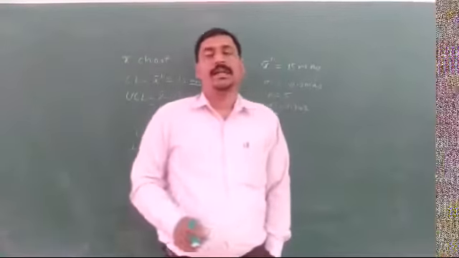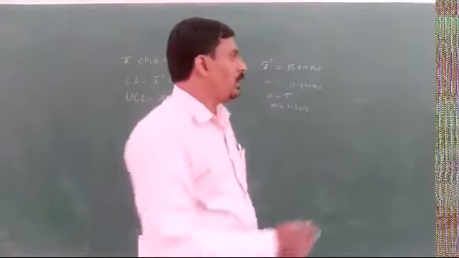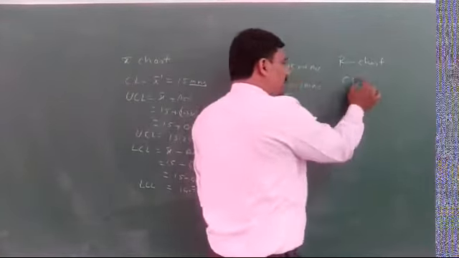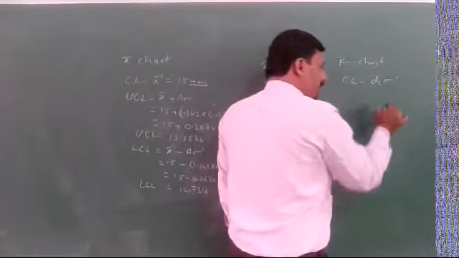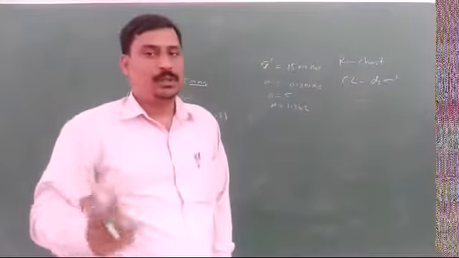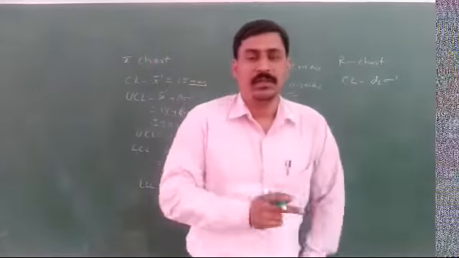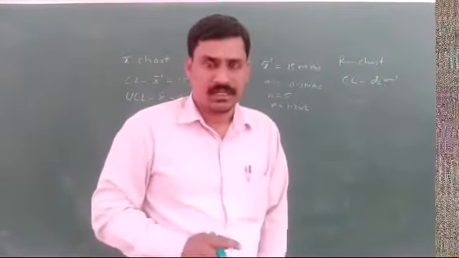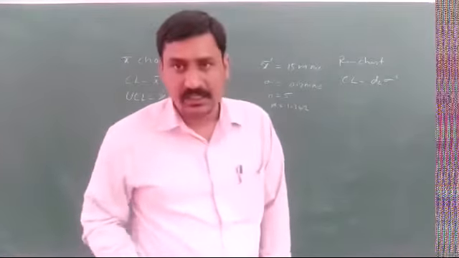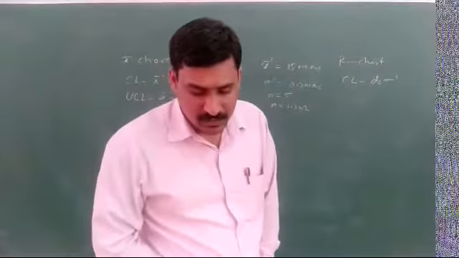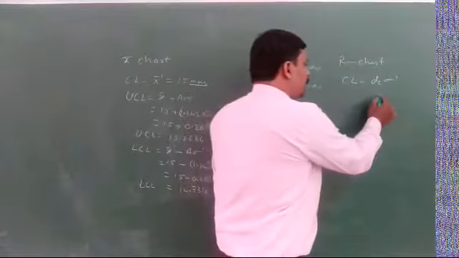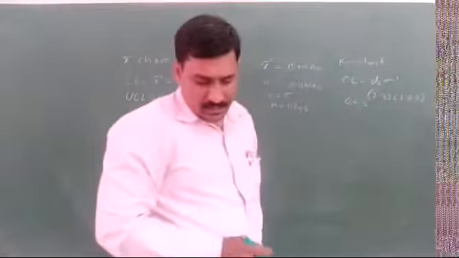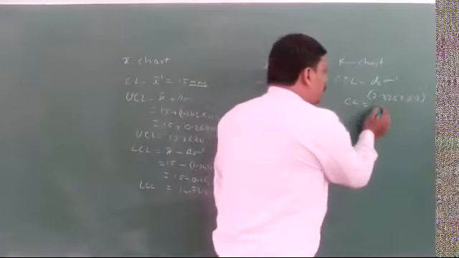Next is the range chart, the R chart. The central line is equal to D2 sigma dash when the standard is given. The D2 value is a table value which varies based on the sample size. Here the sample size is 5, and for 5 the D2 value is 2.326, times 0.2, and the central line we get is 0.4652.